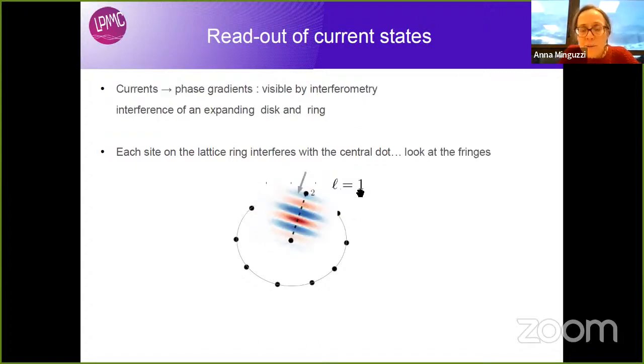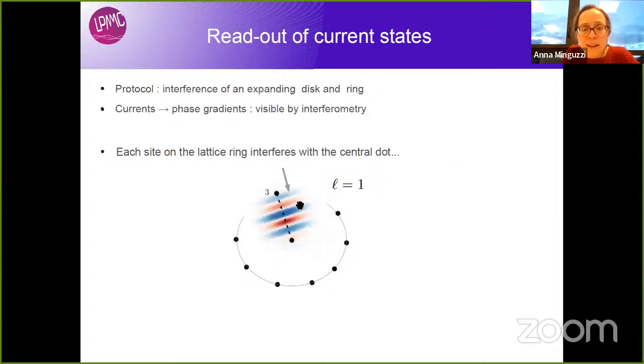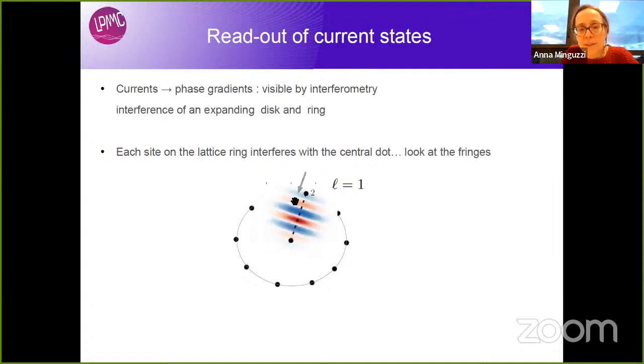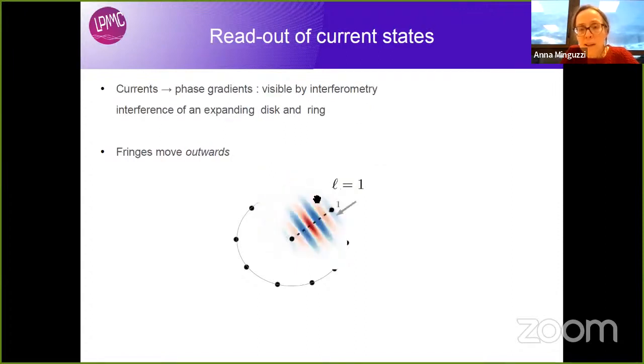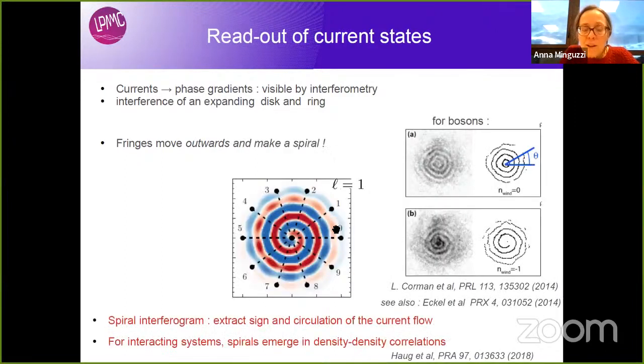Then let us look at the interference fringes for site number 2. They look more or less the same, but let's go back. The position of the blue fringe with respect to the dot is slightly shifted, you see? And it's even more visible if you look at site number 1. Now the blue line is really on top of the site. If you sum all these effects, you see that the corresponding interference fringes take the form of a spiral.